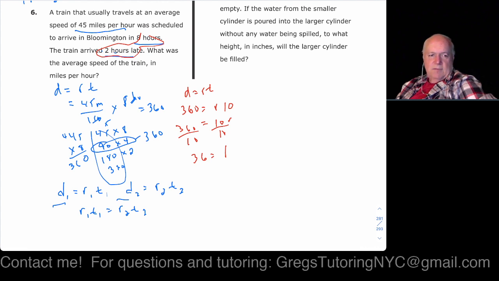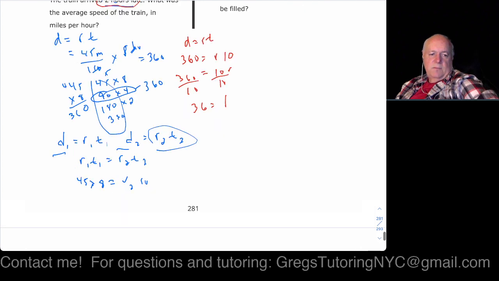So basically we have 45 miles per hour times the time, which is going to be 8, and I should use an X there, times the 8, equals the other one, which is this here. We're looking for rate 2 times 10 hours. So if we divide everything by 10, and that was a multiplication sign here, this 10 goes away, so we have rate 2 equals 45 times 8 over 10.